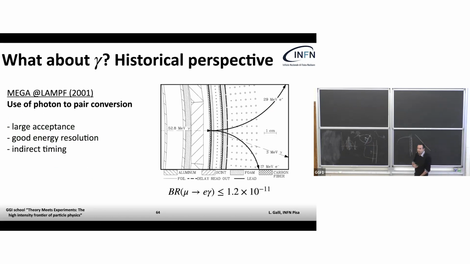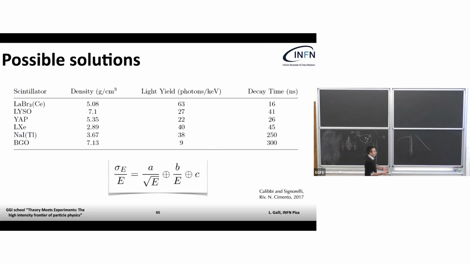Then we had this one, and at that time it was the best technology for this kind of search. So the next generation looks at the past and tries to improve. And here comes MEG. The choice of MEG, as we have seen, is to have a calorimeter. And which kind of medium do we want to use? Here are possible solutions, and you see 3 parameters that are pretty important.